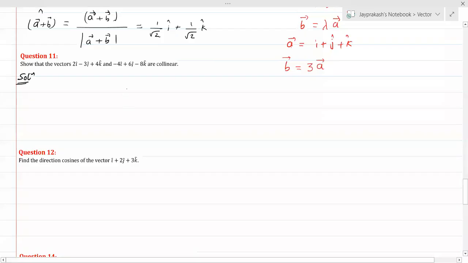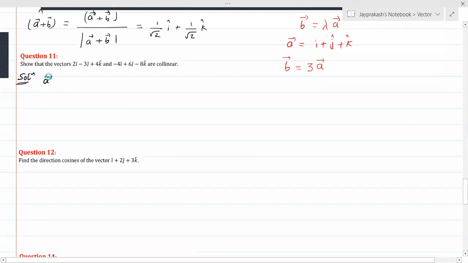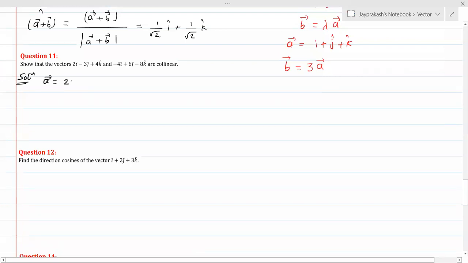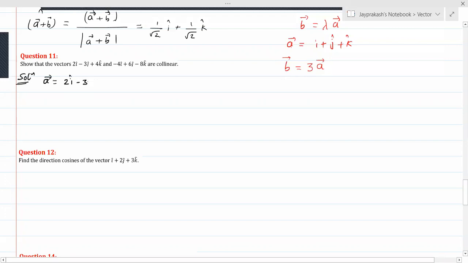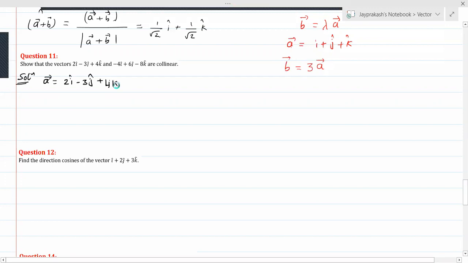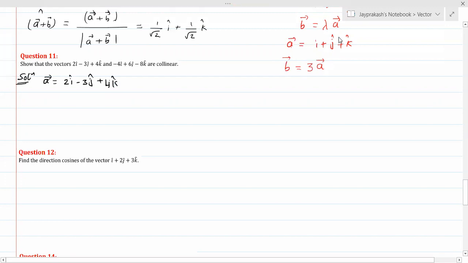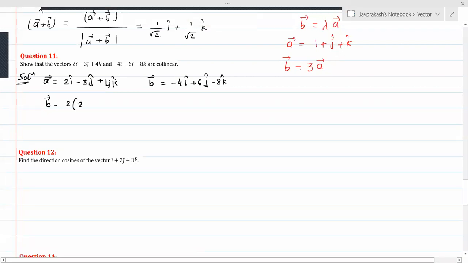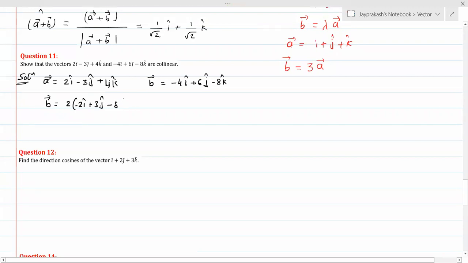So we have already seen the definition of collinear vectors, that one vector should be represented as a multiple of the second vector. So we have vector A is 2i, 3j and 4k. This is the first vector. When we start from vector B, we are taking 2 common. It will be minus 2i plus 3j minus 4k.